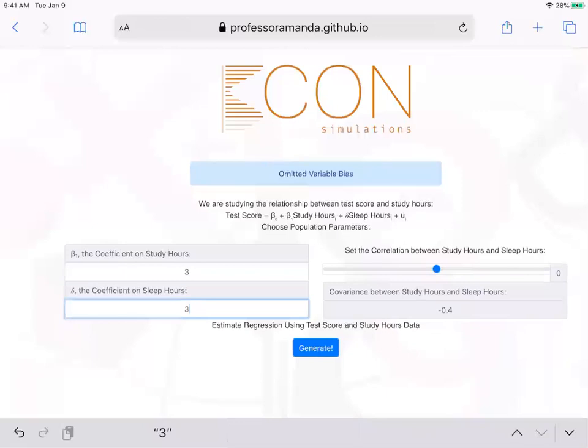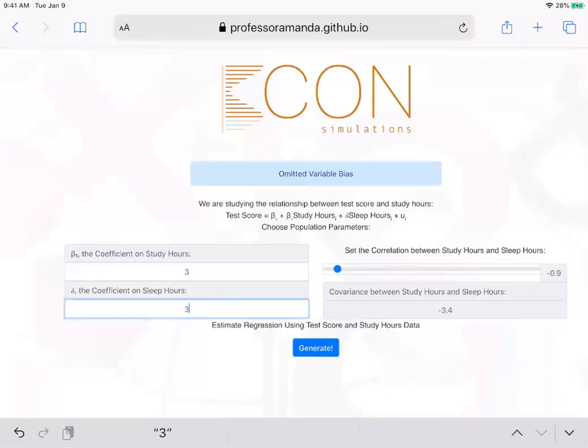The third thing I need to think about is what's the correlation between the amount of time spent studying and the amount of time spent sleeping. And since there's only so many hours in the day, I'm going to suggest that the correlation is probably negative and probably quite high. I'll suggest a correlation of negative 0.9. In other words, more studying is associated with less sleep and vice versa. More sleep is associated with less time left in the day to study.